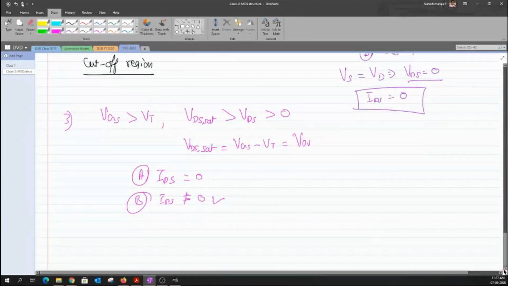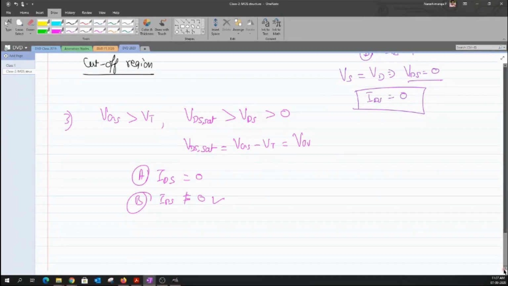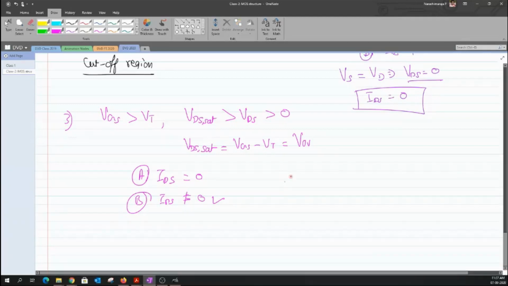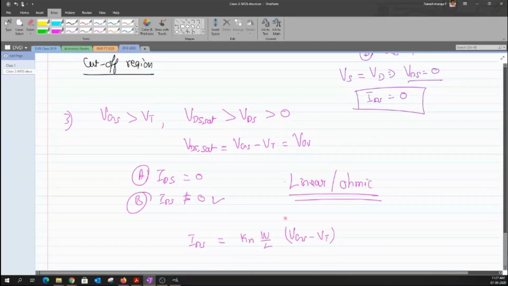Which region is this particular transistor in right now? What do we call this region of operation? Linear. Yes, exactly. Ohmic, linear or ohmic. And we know that the expression for IDS can be expressed as Kn dash W by L, times VGS minus VT, and then VDS, square by 2.